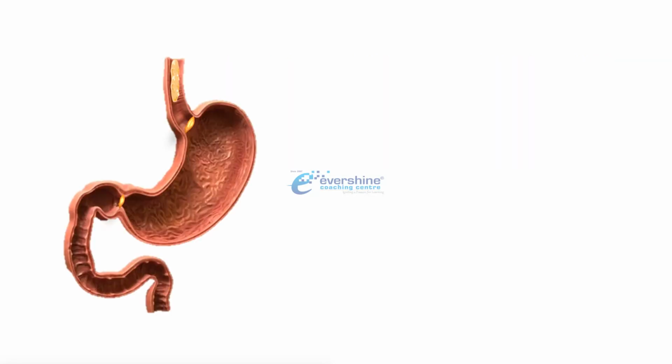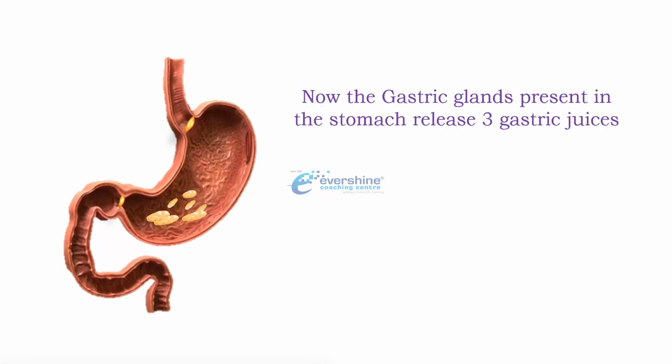Can you see here? This is in the shape of a J. Okay, good. Now can you see this? From the mouth through the esophagus, the food has entered into the stomach. Now where has the food appeared? Now the food has entered into the stomach.